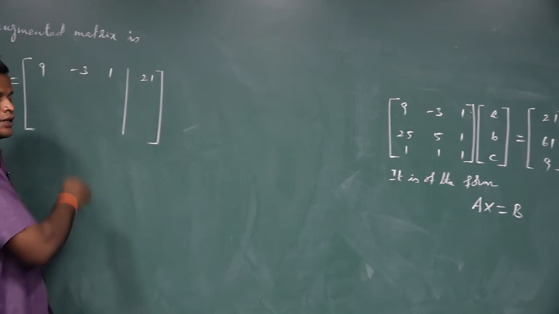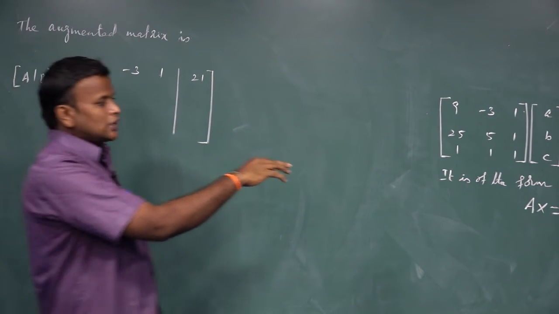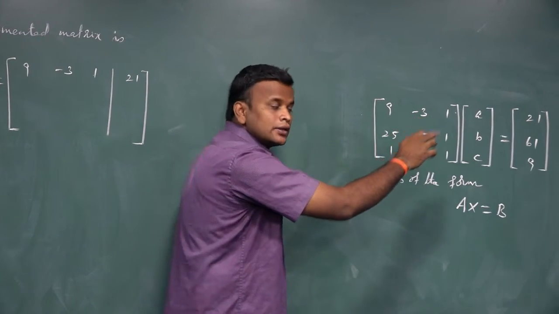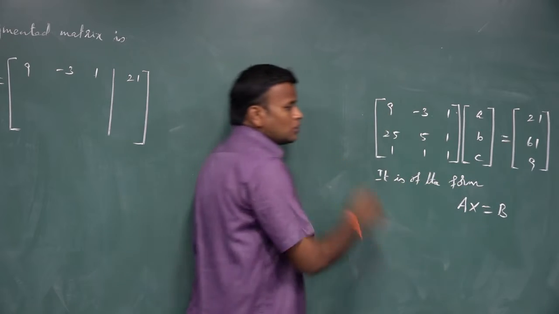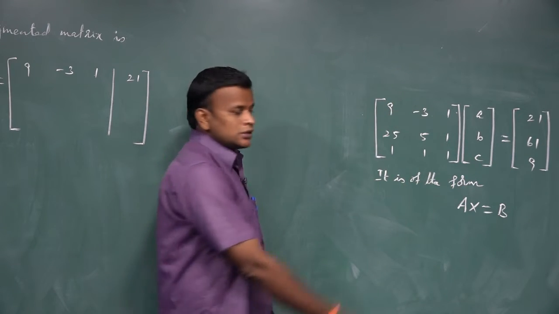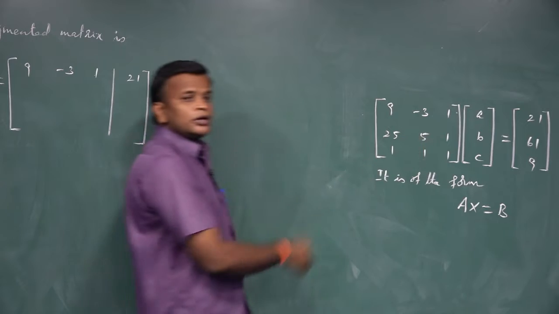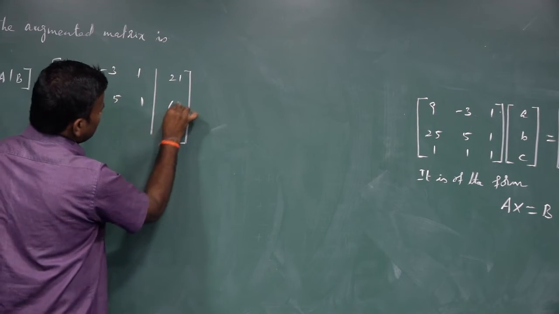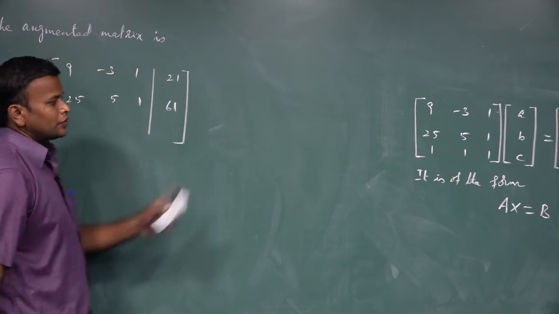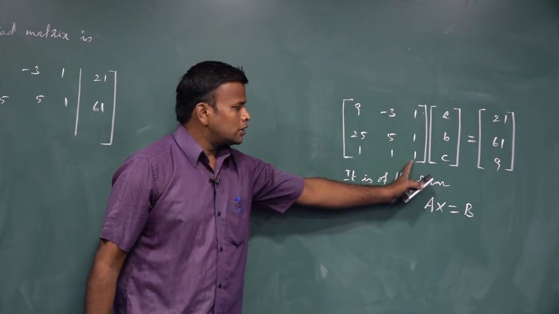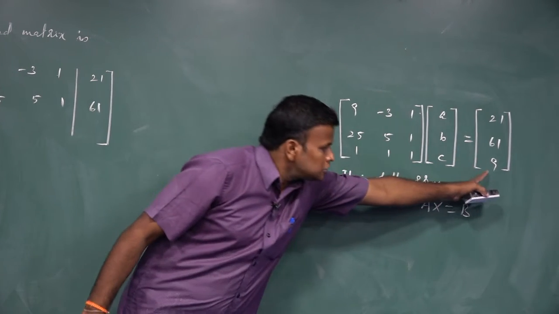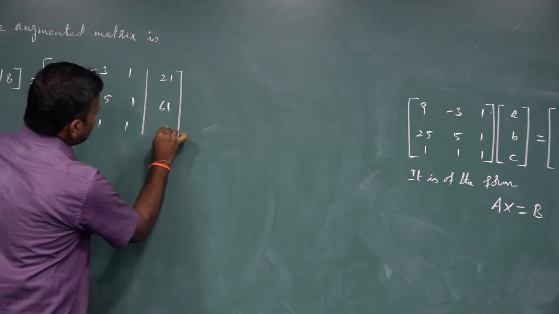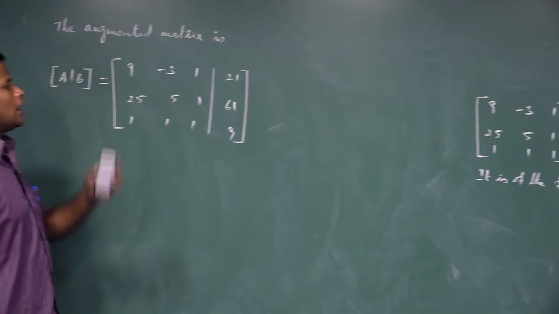We do the process in the next two rows also. Now you see the second row, 25, 5, 1. It should be extended by the RHS value 61. So the elements contained in the second row are 25, 5, 1, 61. Third row, 1, 1, 1. It should be extended by the RHS value 9. So 1, 1, 1 and 9. Now it is the augmented matrix.